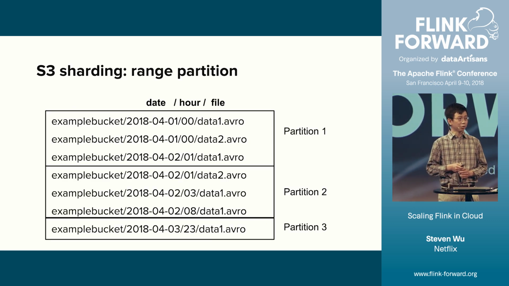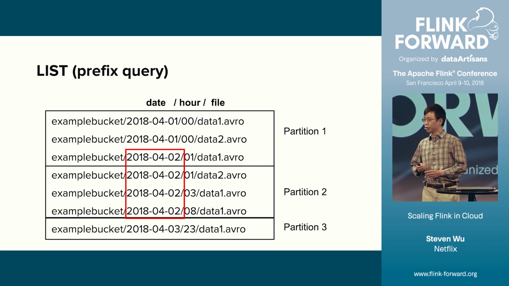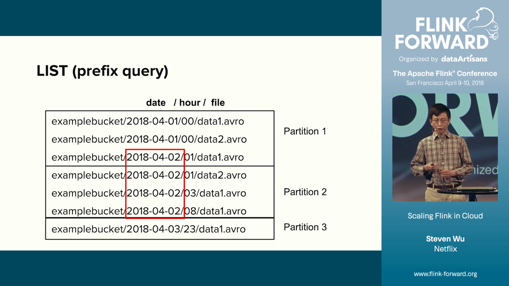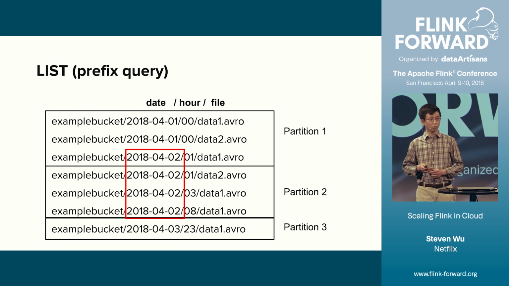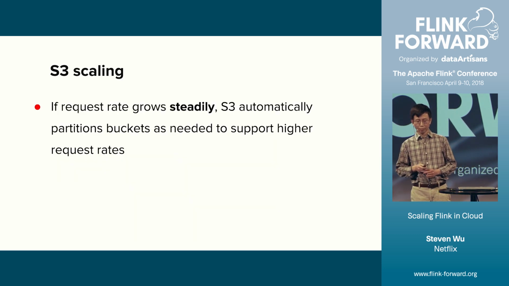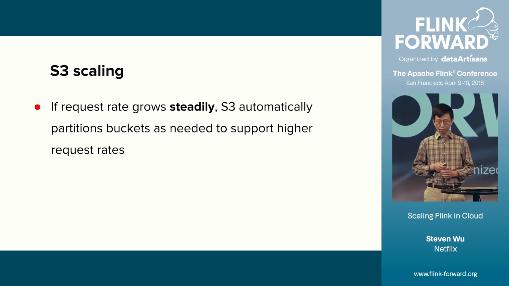S3 shards data using range partition. Basically, S3 objects are stored in order across multiple partitions. With range partition, it's efficient for S3 to support prefix query. For example, if you want to query an object with this particular date prefix, S3 knows it only needs to look into partition 1 and 2. It does not look beyond that. But range partition does bring some challenges for scaling.